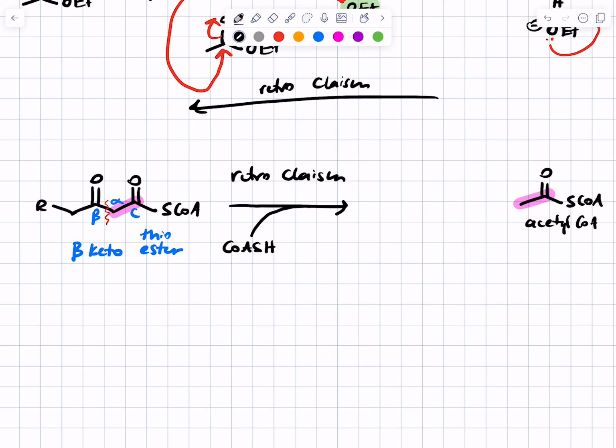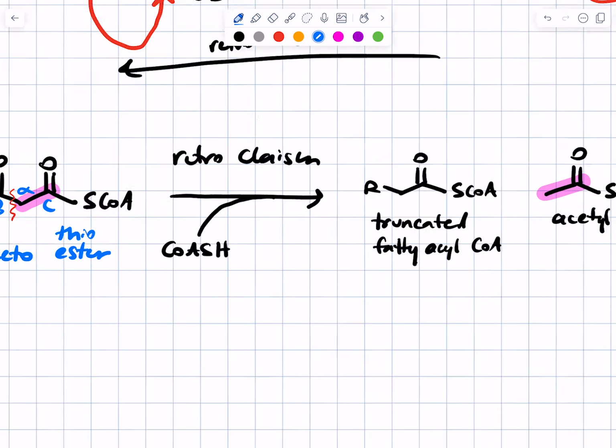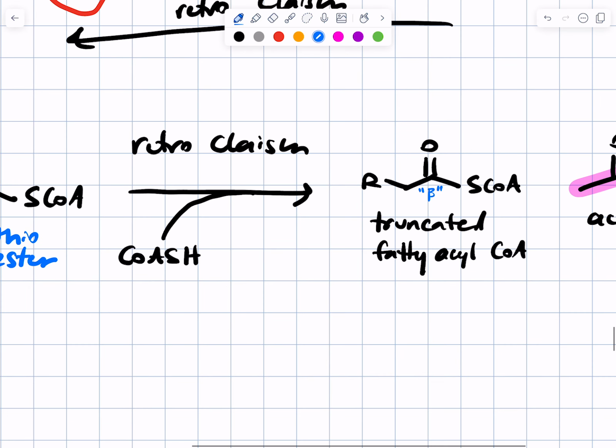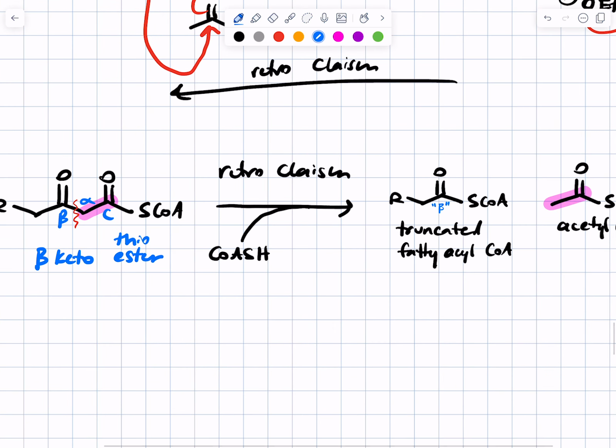And then what will be left over here is what I will call a truncated fatty acyl-CoA. It's 2 carbons shorter than it was when we started, and I'm going to put this in parentheses, in air quotes, though I guess when I write them they're no longer air quotes. That used to be the beta carbon. Okay?